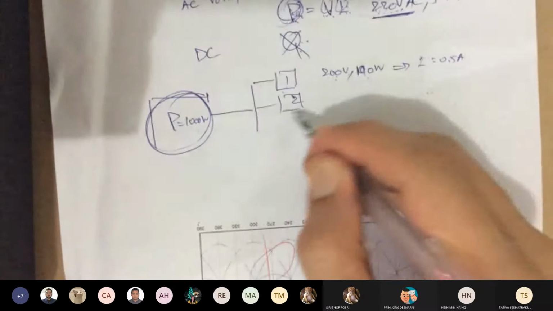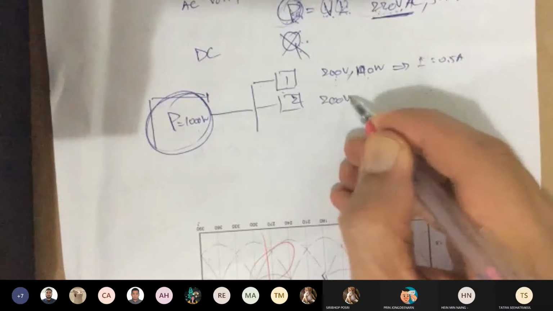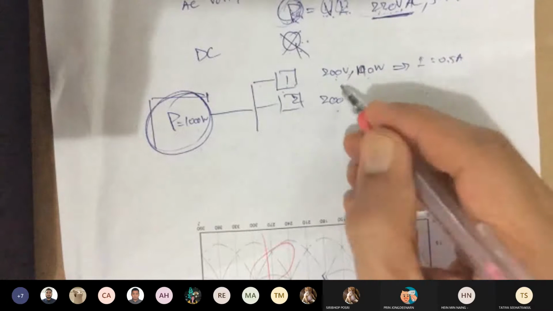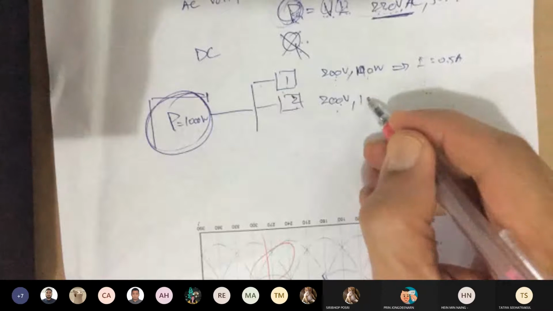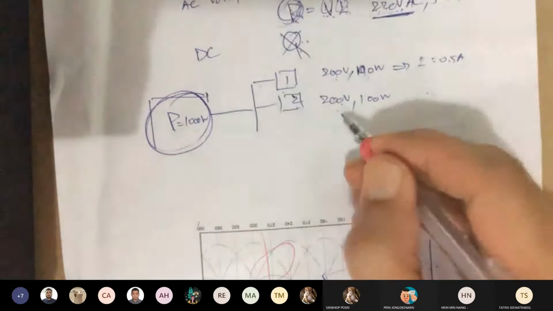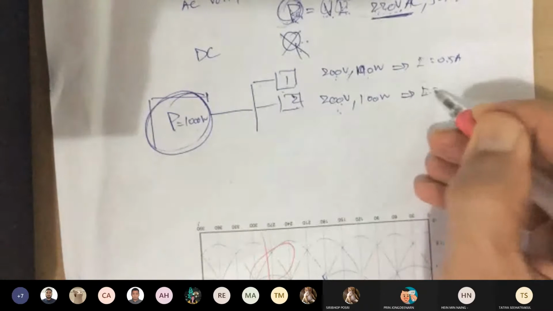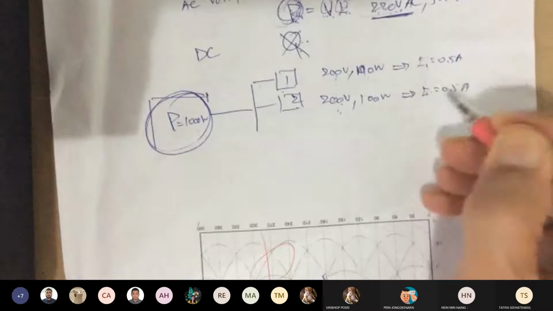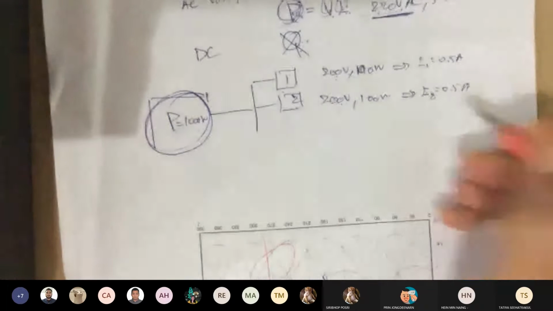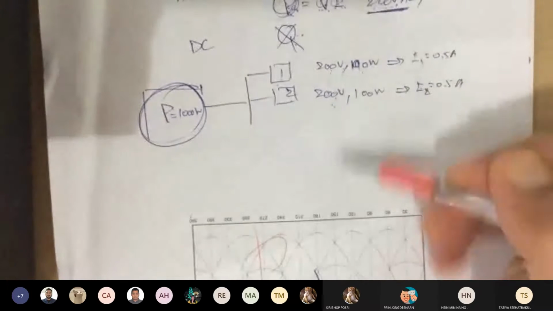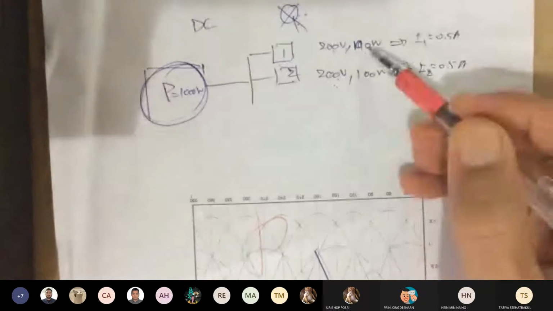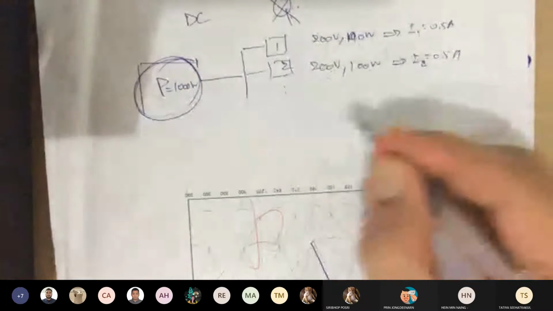Again, all the loads in this home would still use 200 volts. Let's say this house is identical to the first one, it will also consume 100 watt. This current would also be 0.5 amp, I2. Now imagine what is the maximum number of homes that I can use. 10 houses, assume identical, right?